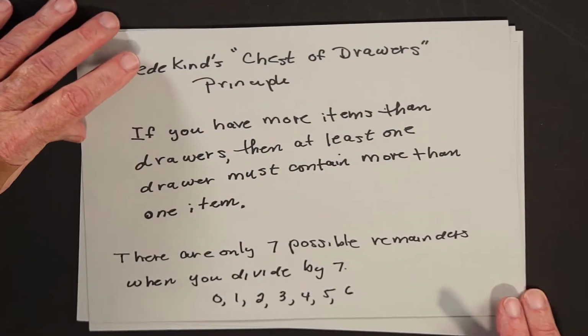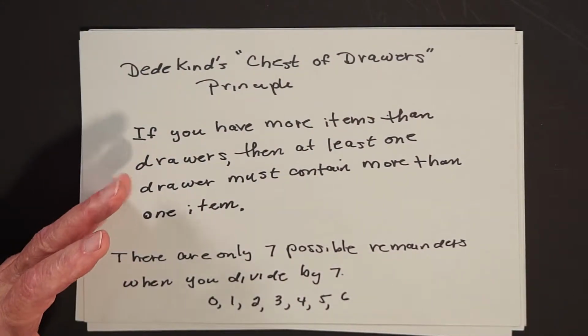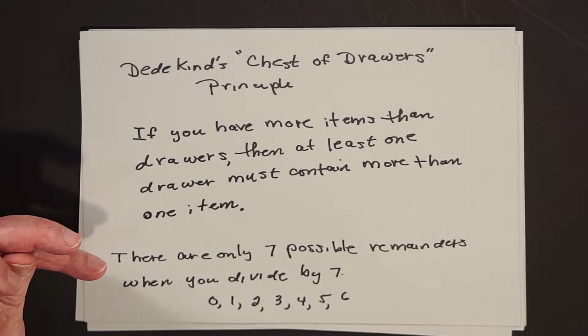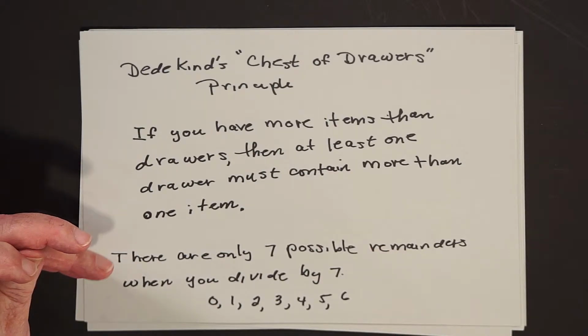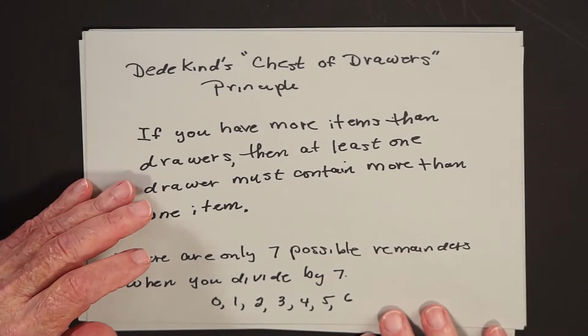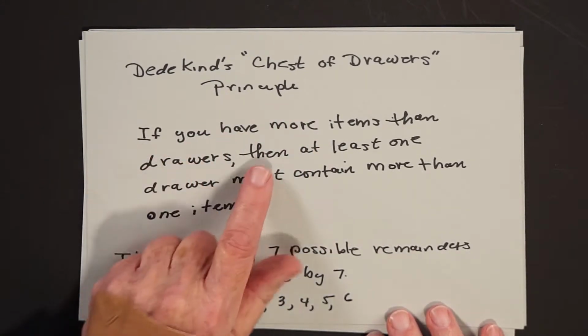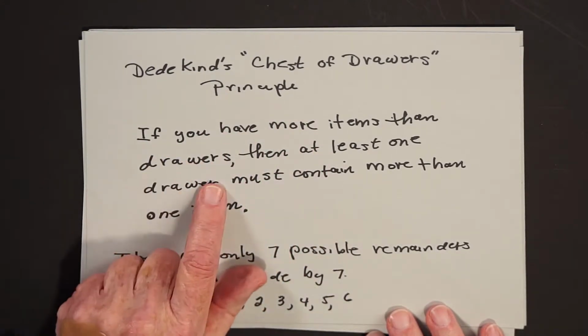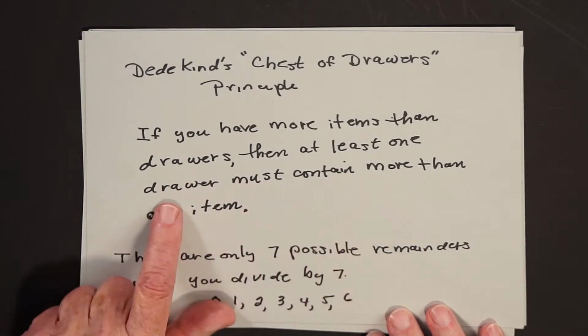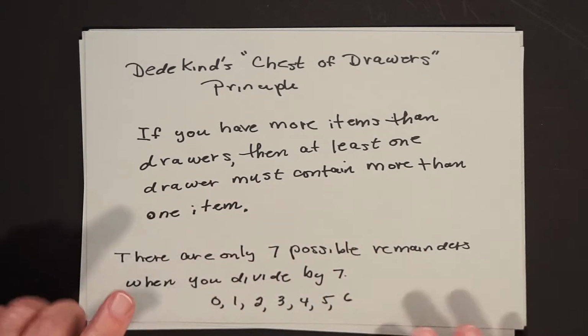And there's a famous mathematical principle. It sounds almost colloquial. It's called Dedekind's chest of drawers principle. Doesn't sound very mathematically profound. Dedekind's chest of drawers principle. And all it says is, if you have more items than drawers to put them in, then at least one drawer must contain more than one item. Now, what does that mean, for example?